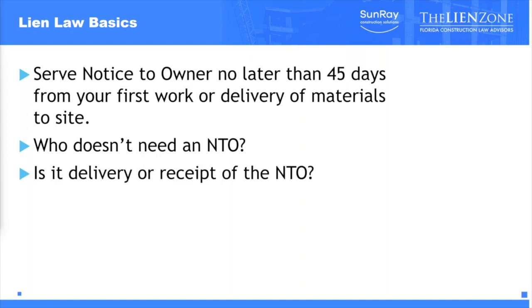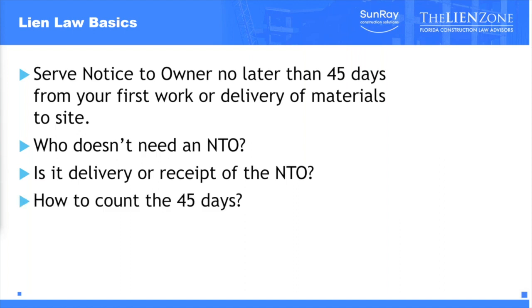Now, the other question we get occasionally is, is it delivery of the notice to owner or receipt of the notice to owner? And the answer is that it's receipt of the notice to owner. So the 45 days is when the owner and the contractor need to receive this document. So if you put it in the mail on the 44th day, you're going to miss the deadline. So you want to do it soon.